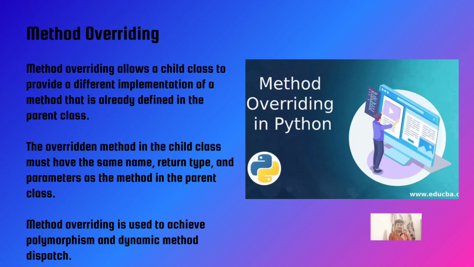Method overriding. Method overriding allows a child class to provide a different implementation of a method that is already defined in the parent class. The overridden method in the child class must have the same name, return type, and parameters as the method in the parent class. Method overriding is used to achieve polymorphism and dynamic method dispatch.